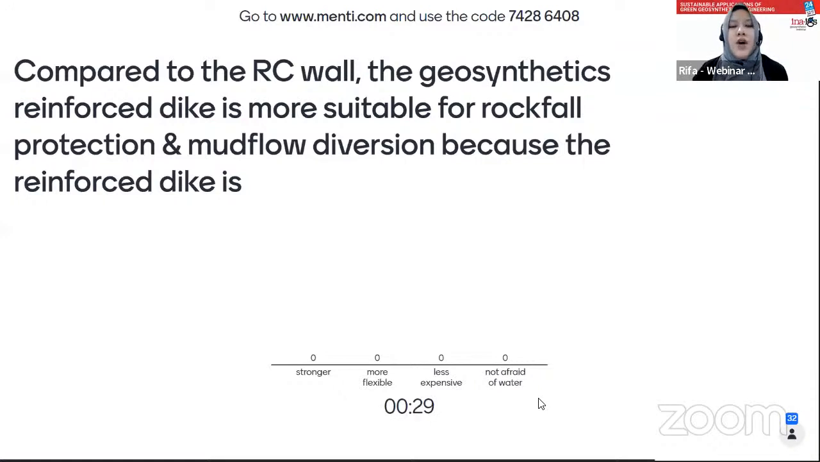Compared to the RC wall, the geosynthetics reinforced dike is more suitable for rockfall protection and mud flow diversion because the reinforced dike is it stronger? Is it more flexible? Is it less expensive? Or is it not afraid of water? You still have time to answer before time's up. Last question. This is your last chance to be the winners of tonight's quiz.